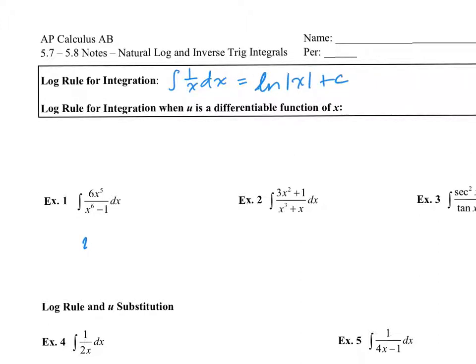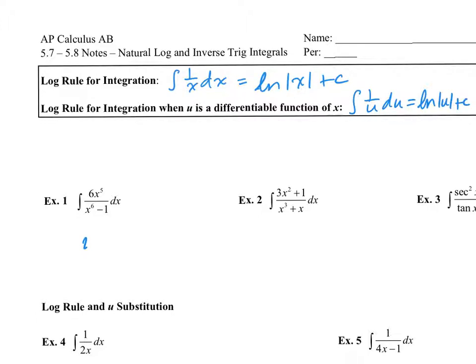Now, if we have a function u that is a differentiable function of x, then we can rewrite this property in terms of u. It would look like this: the integral of 1 over u du equals the natural log of the absolute value of u plus c.